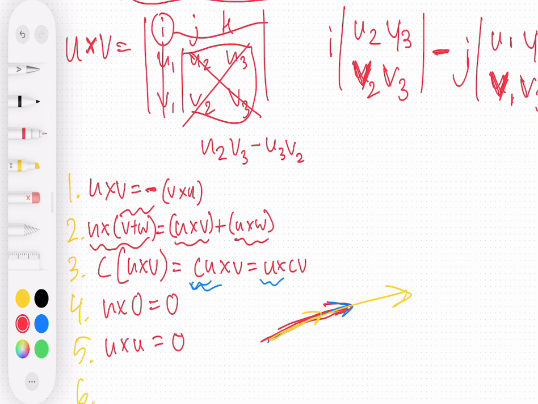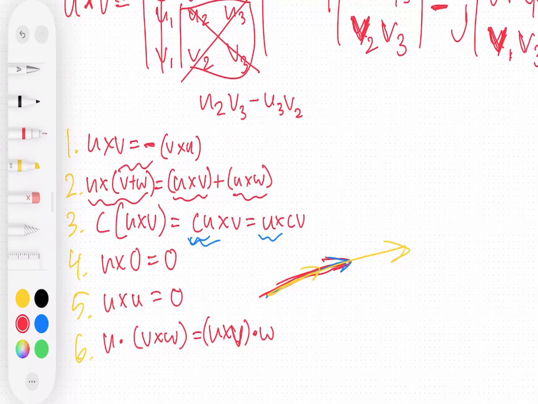And then let's go over the final one, which is u dot (v cross w) equals (u cross v) dot w. And remember, the order matters for this. Now, this actually has a special name, right? The special name for this is the triple scalar product, okay? The triple scalar product.